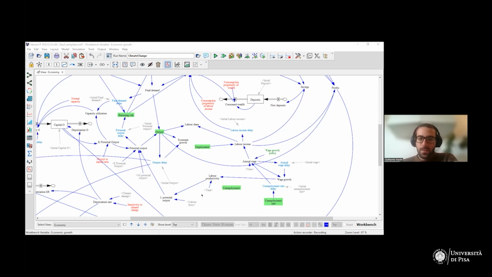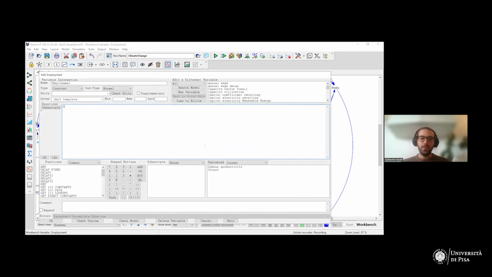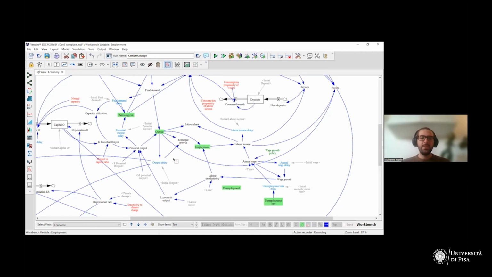So we can use the level of output to generate the employment, but we also know the labor productivity. So the quantity of output that I'm able to generate with a certain amount of employment. So the total number of employees will be given by this, the division between the output and the labor productivity. So for instance, given the level of output, an increase in productivity tends to reduce employment in this model.